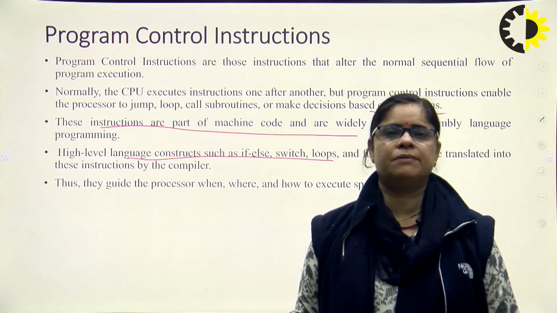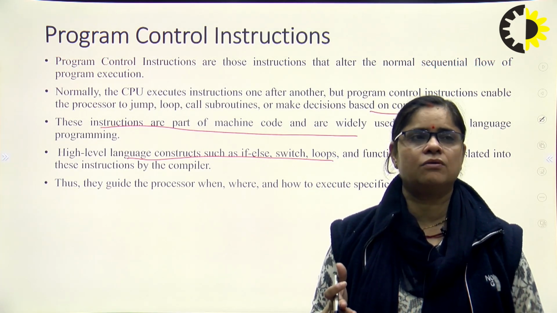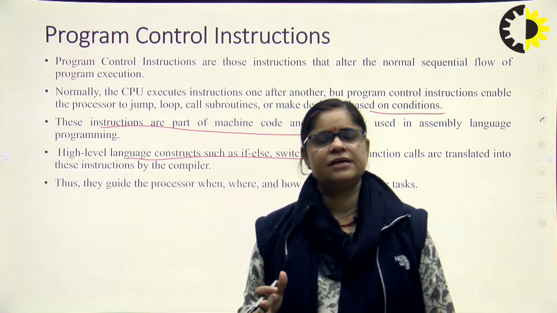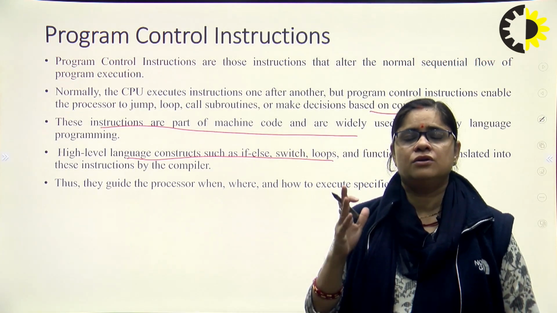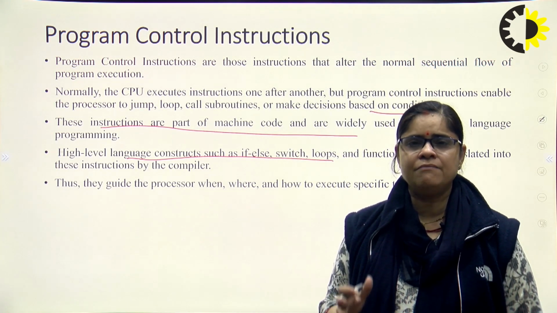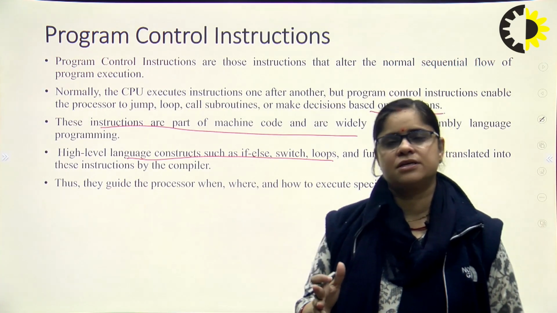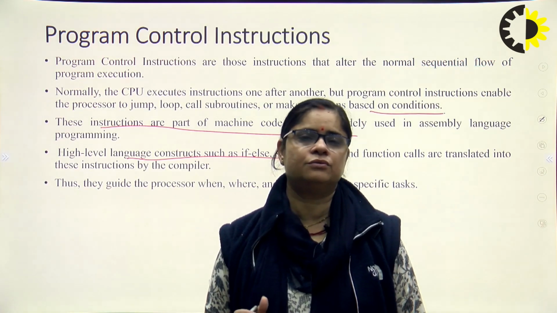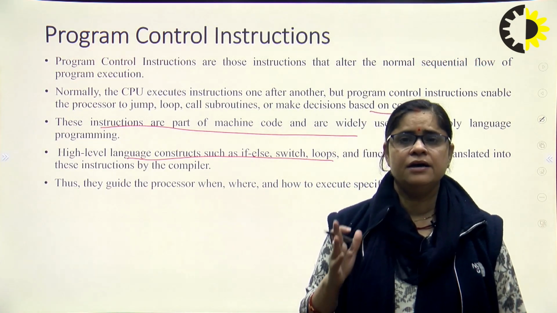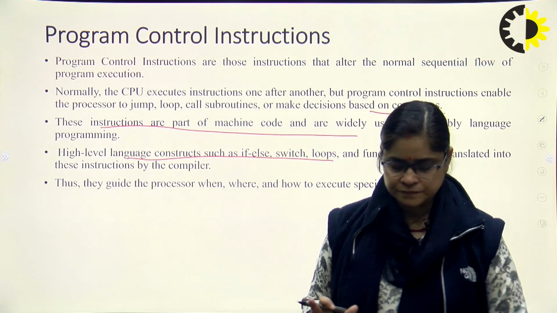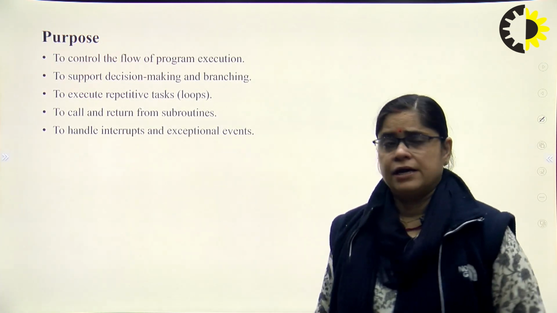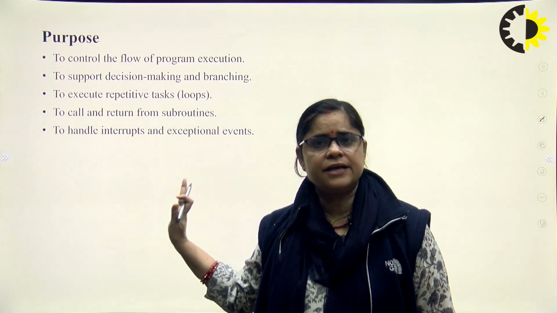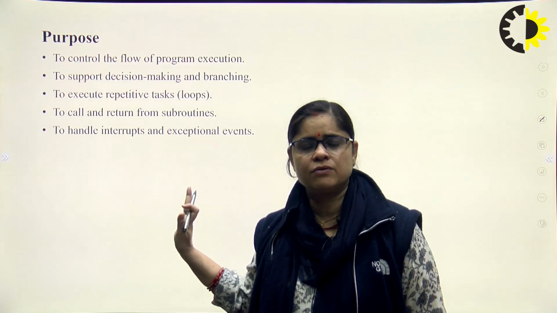If you want to keep in memory what a program control instruction is, just remember one line: these are the instructions that alter the normal sequential flow of the program and they guide the processor on when, where or how to perform a specific task. Clear?